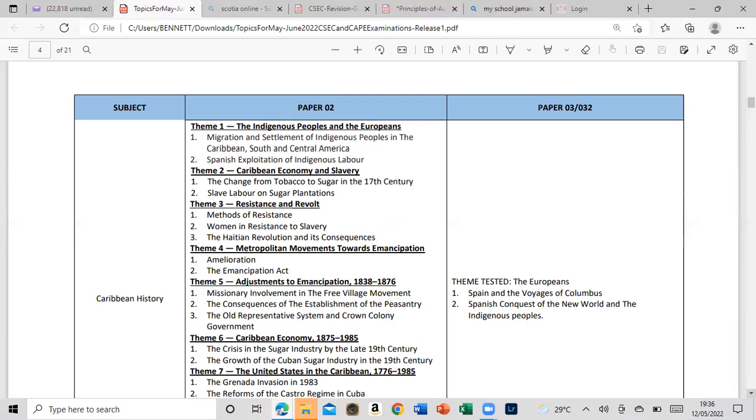Team 2, Caribbean economy and slavery. So you're going to look at the change from tobacco to sugar in the 17th century, the slave labor and the sugar plantation. Team 3, resistance and revolt and its methods of resistance, women in resistance to slavery, the Haitian Revolution and its consequences. So you're going to know about Toussaint Louverture and all of those things. All right, team 4, metropolitan movement towards emancipation: 1, amelioration; 2, the Emancipation Act. So you must know what it is, the date, etc.